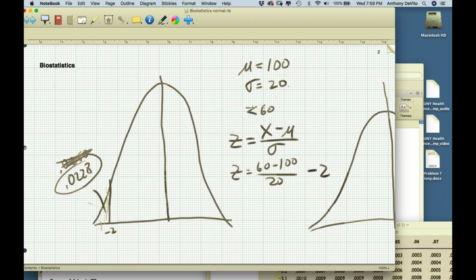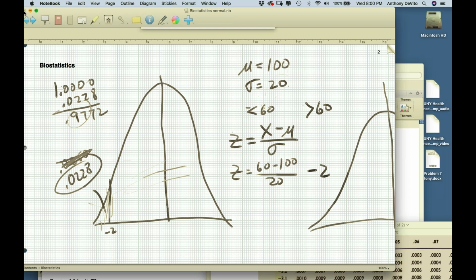If I asked you, what's the percentage of this population, or in other words, what's the probability of randomly selecting a person from this population who has a blood pressure greater than 60? Well, it would be everybody that's not under 60, right? It would be everybody to the right of this, the remainder of this population, which is 1 minus 0.0228, which is 0.9772. 97.72% of the population is above, or the probability of selecting someone is 97.72%. So what about if I make this a little bit more complicated?